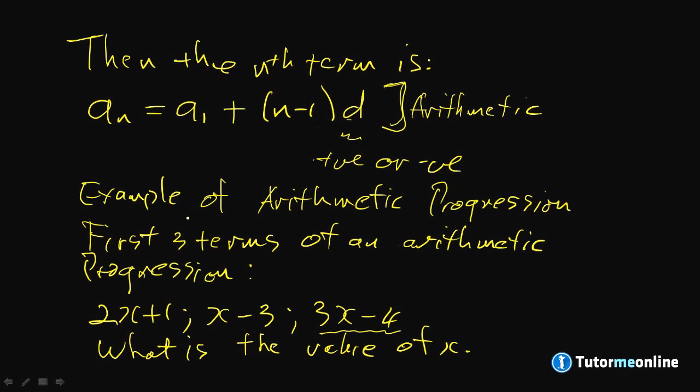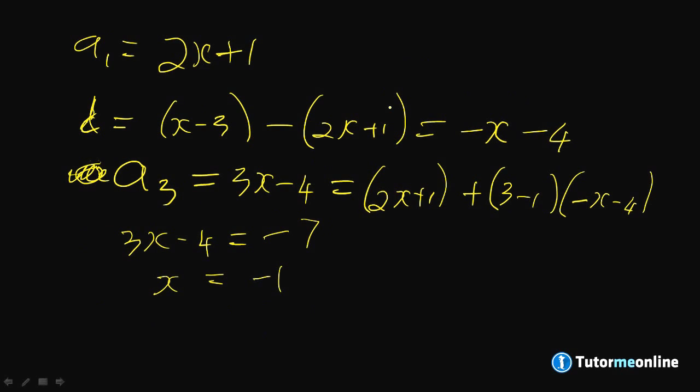Thus the first question of the examiner has been answered. He asked us what is the value of x, and by simple application of an expression for the arithmetic progression, we have calculated x as minus 1. The second question of the examiner is what are the first three terms?